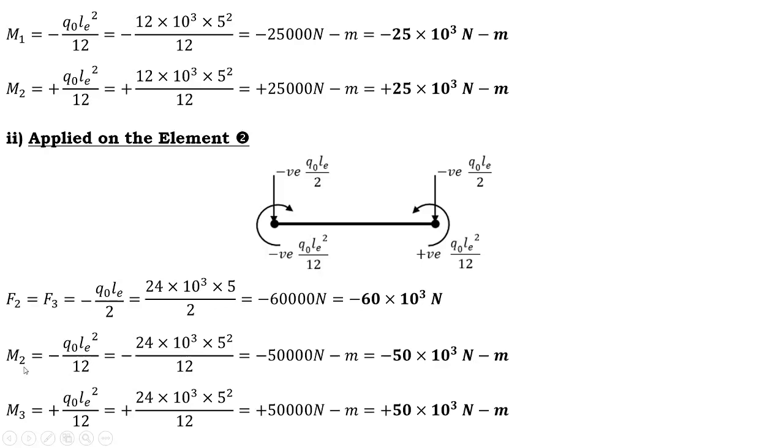Similarly, when I substitute in terms of M2 and M3, M2 is there at node number 2 and M3 is there at node number 3. Therefore, M2 and M3 both are of same value but opposite in sign. So M2 is minus 50 into 10 to the power of 3 Newton meter. Same thing by substituting the value of UDL of 24 kilonewton per meter, and while calculating M3 also the q naught value is 24 into 10 to the power of 3, where length is 5 meter, where square is there. We are going to apply the square. After solving this, I'll get minus 50 into 10 to the power of 3 Newton meter for M2 and plus 50 into 10 to the power of 3 Newton meter for M3.